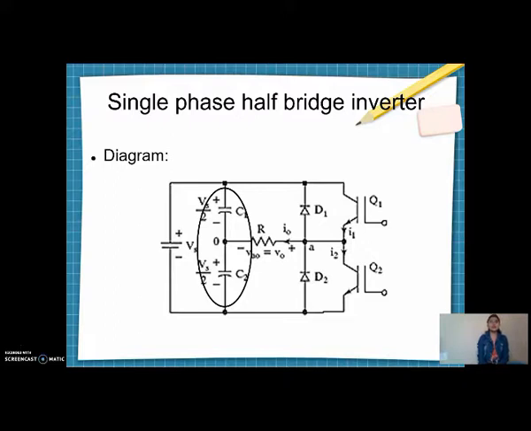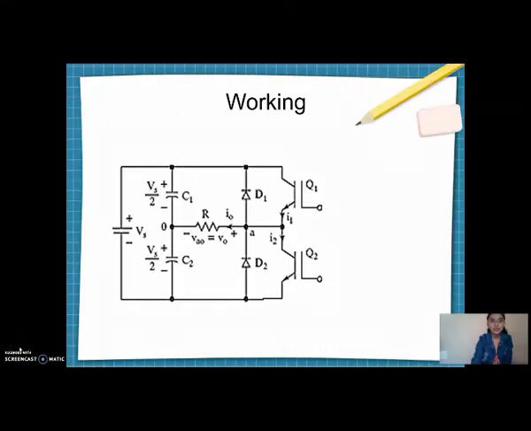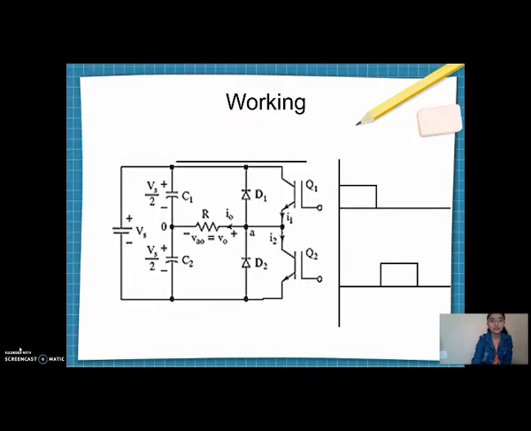Now let's look at the working of this. Either of the IGBTs should be on at a time. So let's give a pulse to Q1 and let Q2 be off. Thus Q1 turns on, and the current flows through Q1 to load. Here the voltage polarity is the same as that of output polarity. In the next part, Q1 is turned off and the supply is given to Q2. In this case, the current will flow in the opposite direction as compared to the polarity of output.